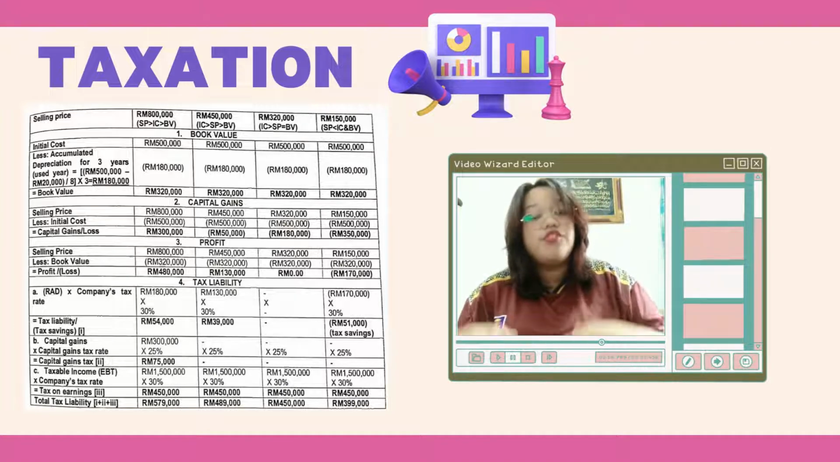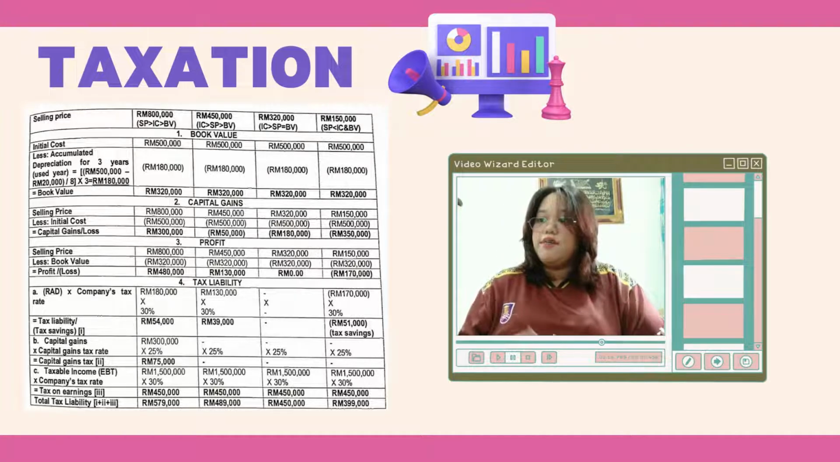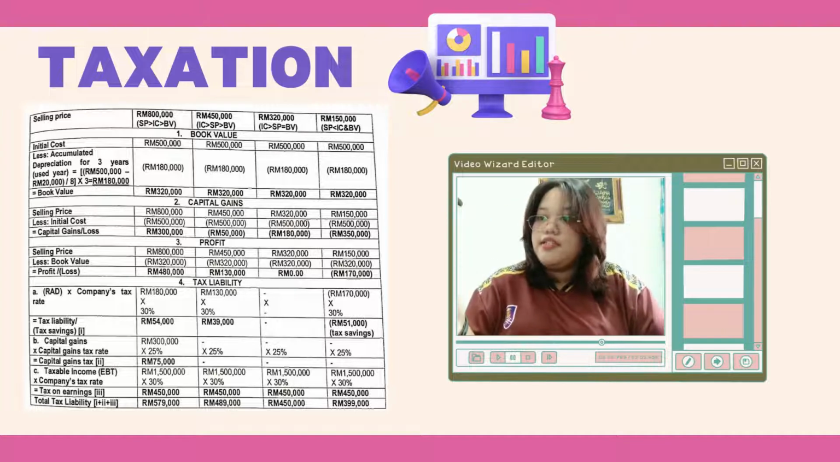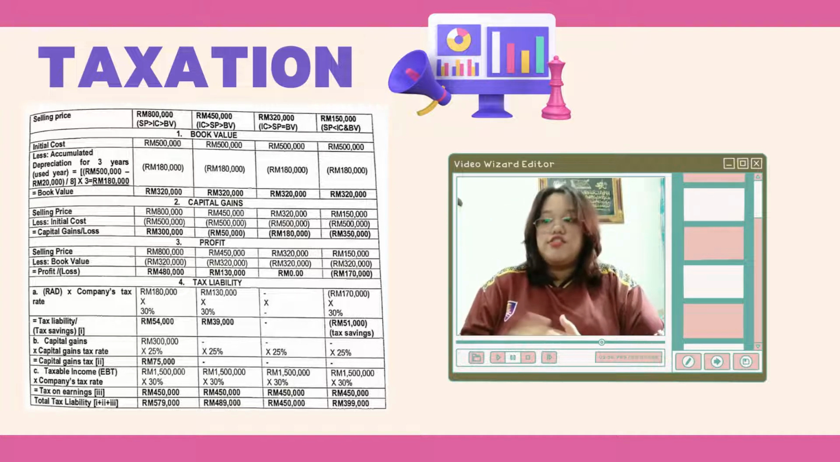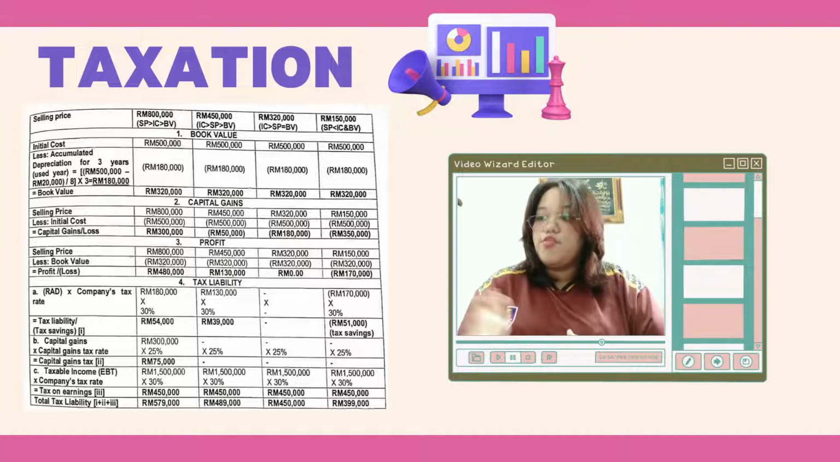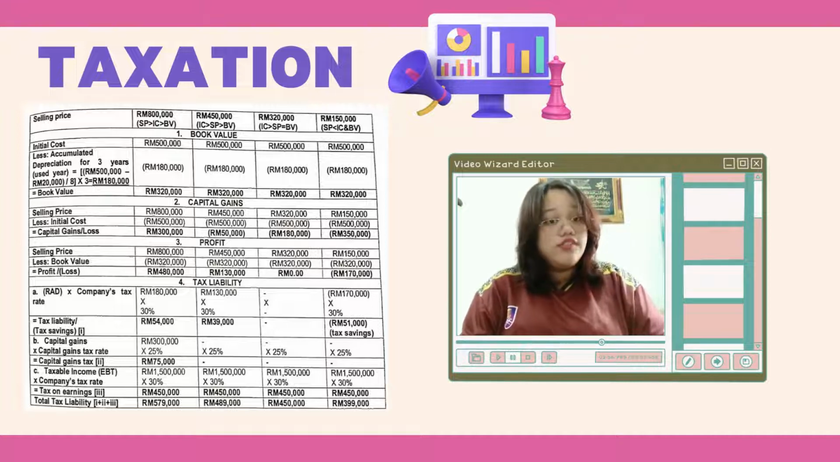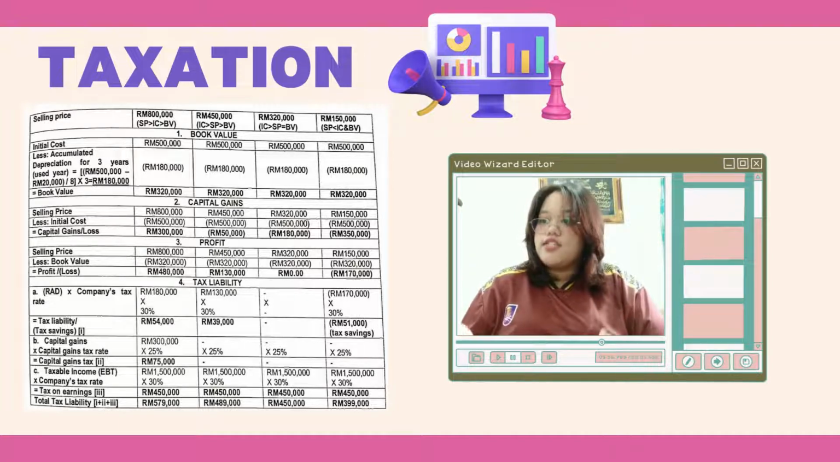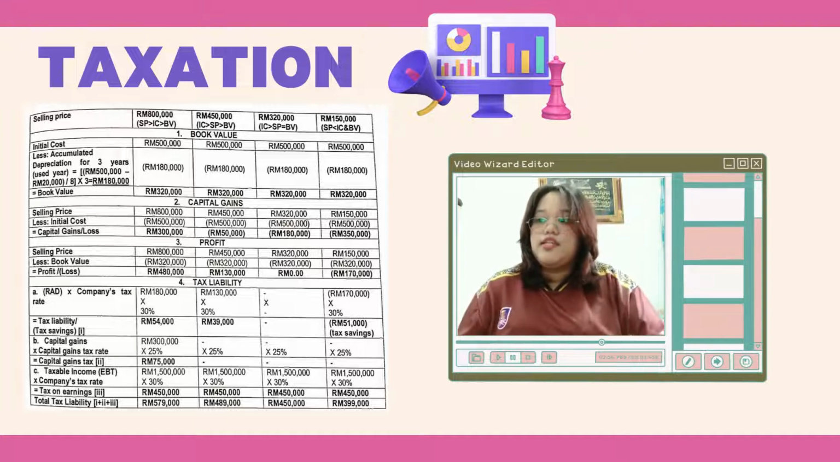So that means the company has to pay the tax. All right, so the second part is capital gain tax. To calculate it, you have to refer back to the capital gain part, which is the second part. The capital gain is 300,000 ringgit, sorry. And then you multiply it with the capital gain tax rate, also given in the question, which is 25%. So 300,000 ringgit multiplied by 25%, and the capital gain tax is 75,000 ringgit.